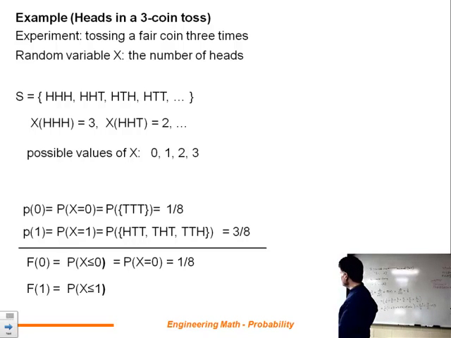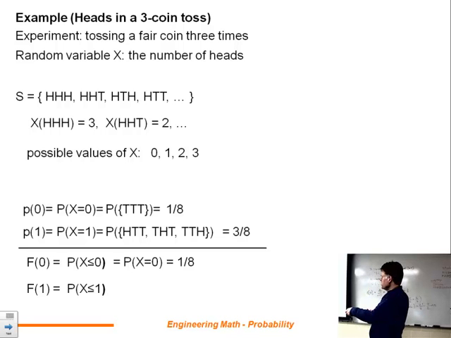But what's F of 1? This is the probability of getting at most one head. 0 or 1. Yeah, so you can do this by getting 0 heads or 1 head. So you add those two together. They're, of course, mutually exclusive. So add them together, and you get 4/8.